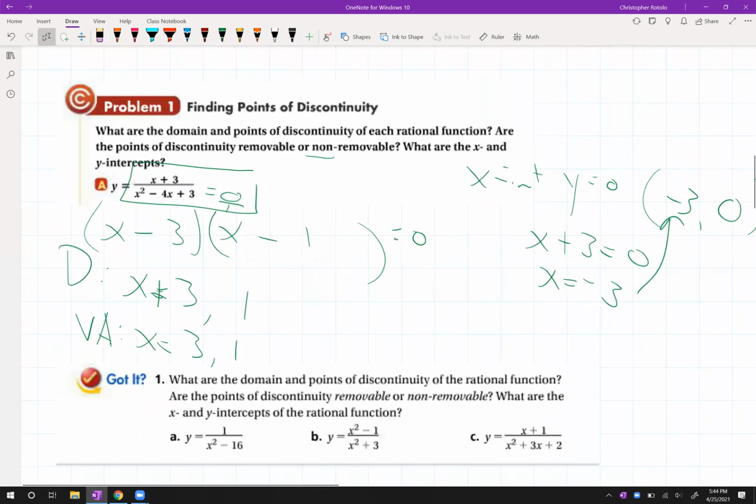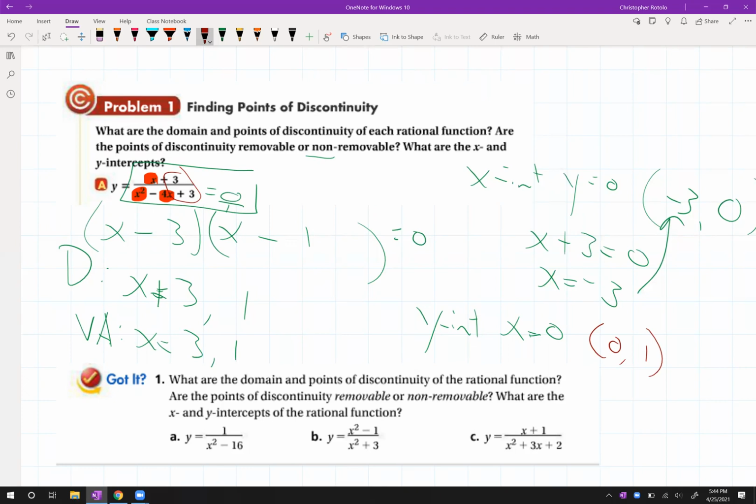The y-intercept is when x equals 0. So that means I go back to this equation, and I'm just going to use this red highlighter. I'm going to get rid of anything that would have x. So what I have left is x is 0, and I have 3 over 3, which is 1. So I have a y-intercept at 0, 1. I have an x-intercept at -3, 0, and I have domain restrictions at 1, 3, and I will find a vertical asymptote at those points.